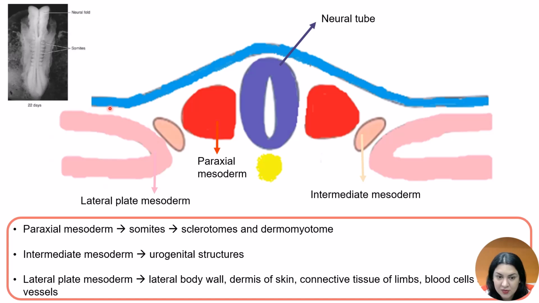So the paraxial mesoderm, for example, if we look right over here in red, is going to get organized into segments known as the somites, which will give rise to the sclerotomes and the dermatomes. And this we will come back to when we talk about the development of the musculoskeletal system.